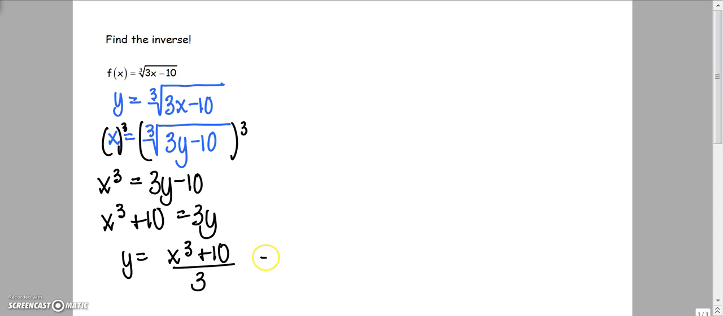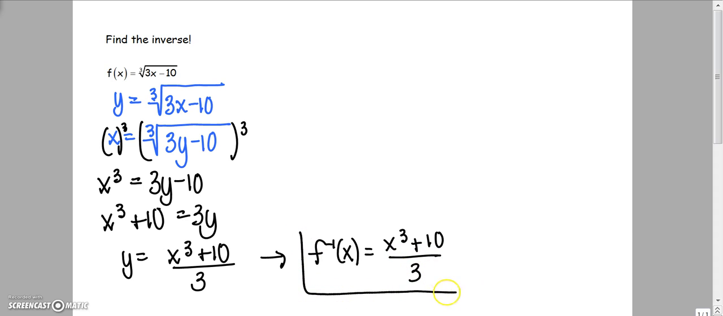And finally, I will rewrite this as the inverse of f of x equals x cubed plus 10 all over 3. And there you go, that's your answer. That's how you find your inverse.